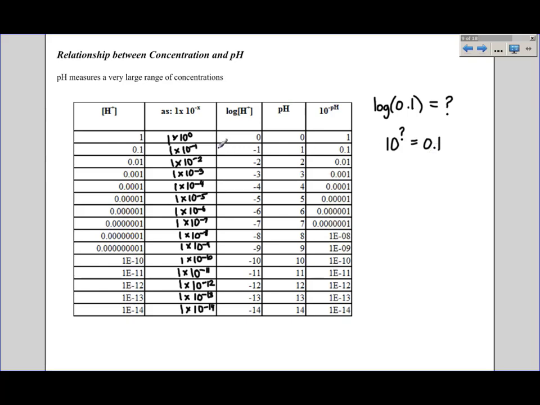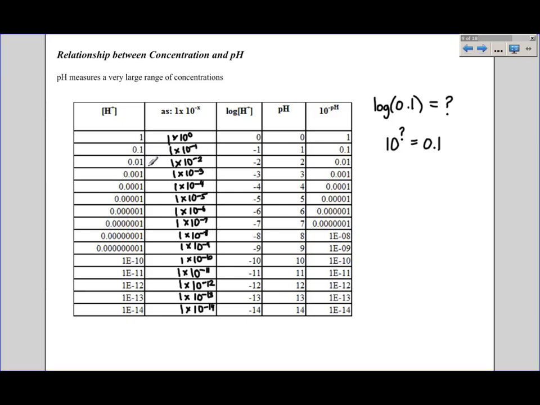This is why we put these numbers into scientific notation, because the number 1 is really equivalent to 10 to the 0. So if I want to know the log of 1, I need to know what 10 needs to be raised to in order to give me 1. So 10 needs to be raised to 0. The number 0.1 in scientific notation is 1 times 10 to the negative 1. So in order to retrieve this number, the log of 0.1 is negative 1.